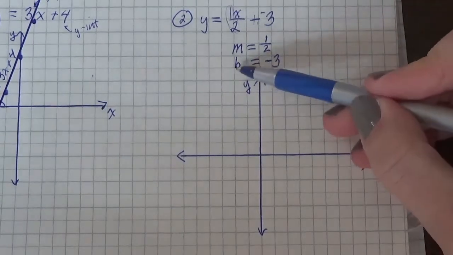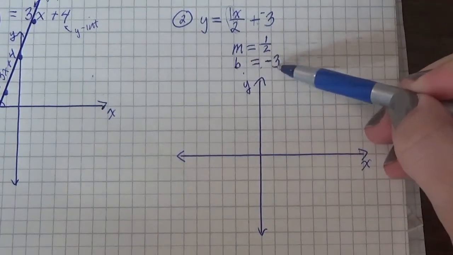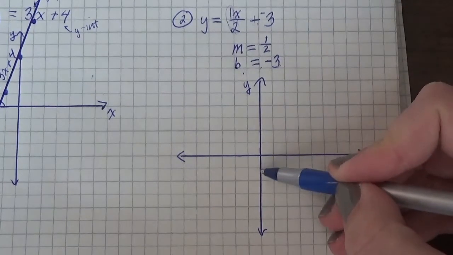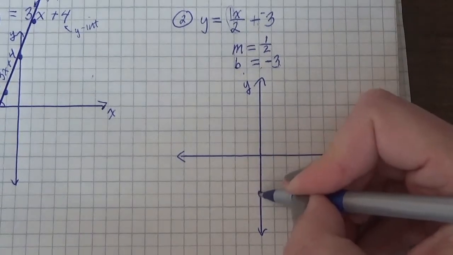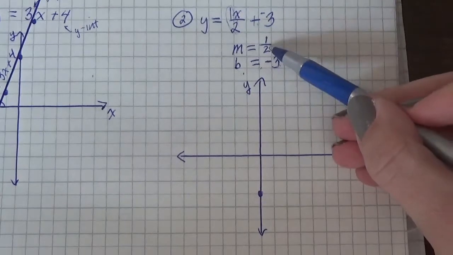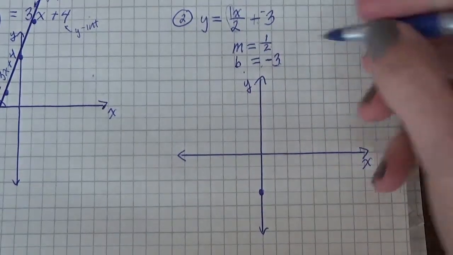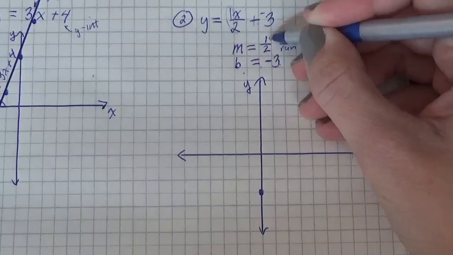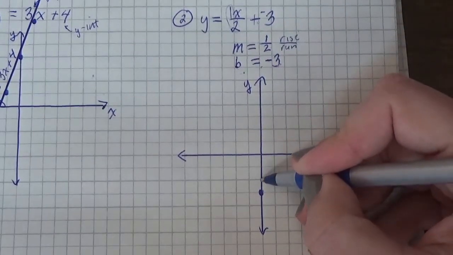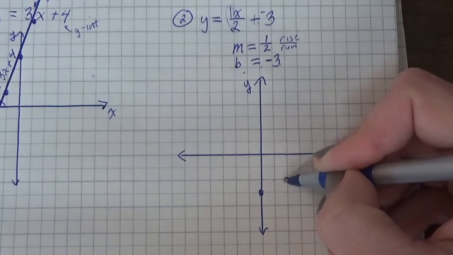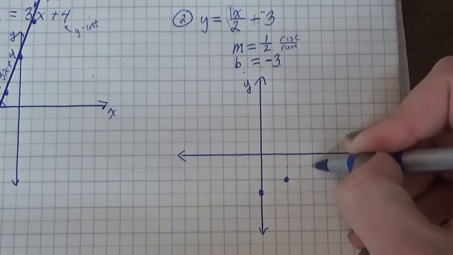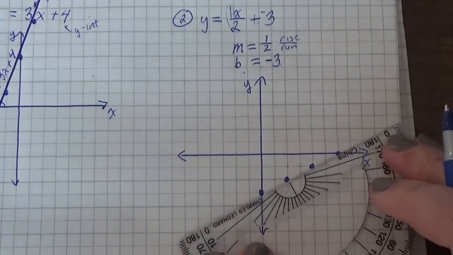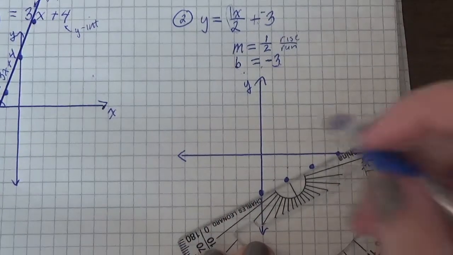So always start with the y-intercept. It's going to hit the y-axis at -3. So 1, 2, 3. Here it is. And it's going to have a slope of a half. So what does that mean? Remember, slope is rise over run. So that means I'm going to go up 1 over 2. Boom. Up 1 over 2. Up 1 over 2. And that will be my graph.